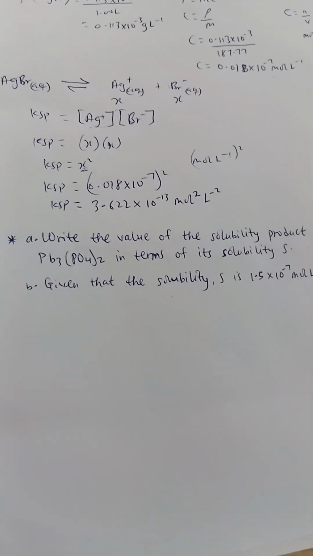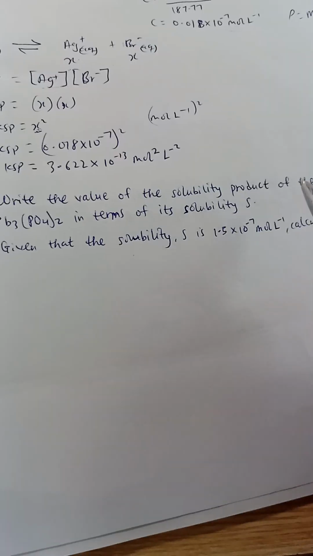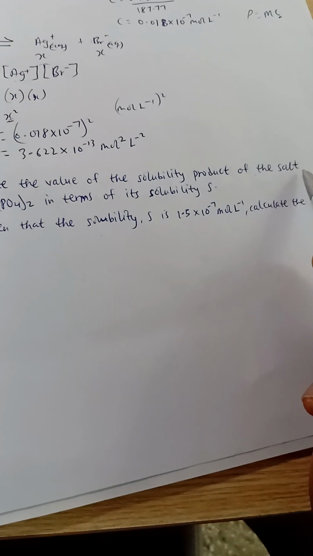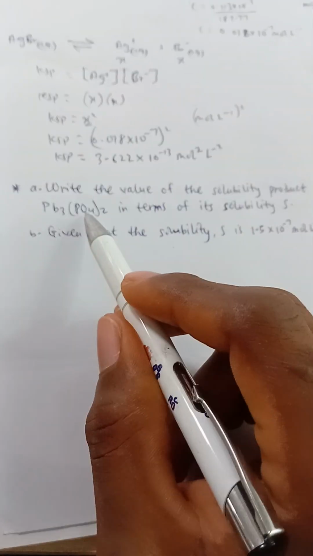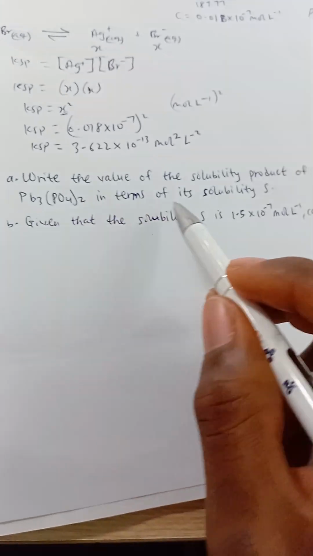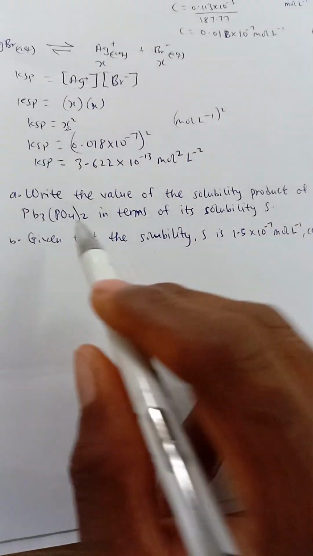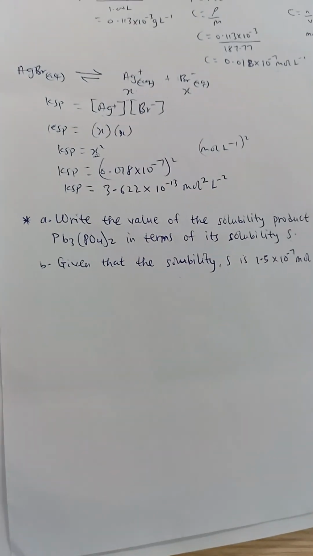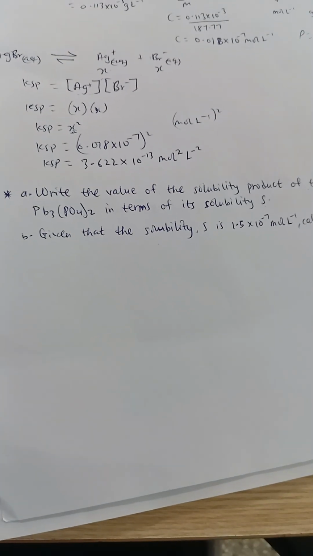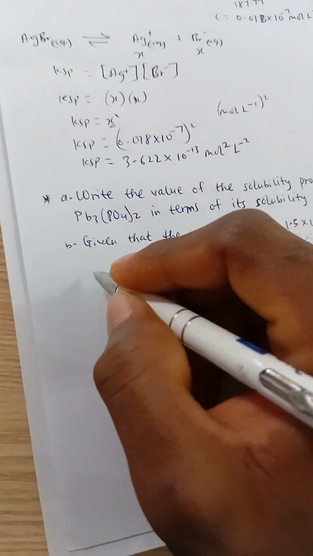Next question. Write the value of the solubility product of the salt Pb3(PO4)2 in terms of its solubility S. So we are saying the solubility of this salt is S. Let's write an expression or the value for the KSP.